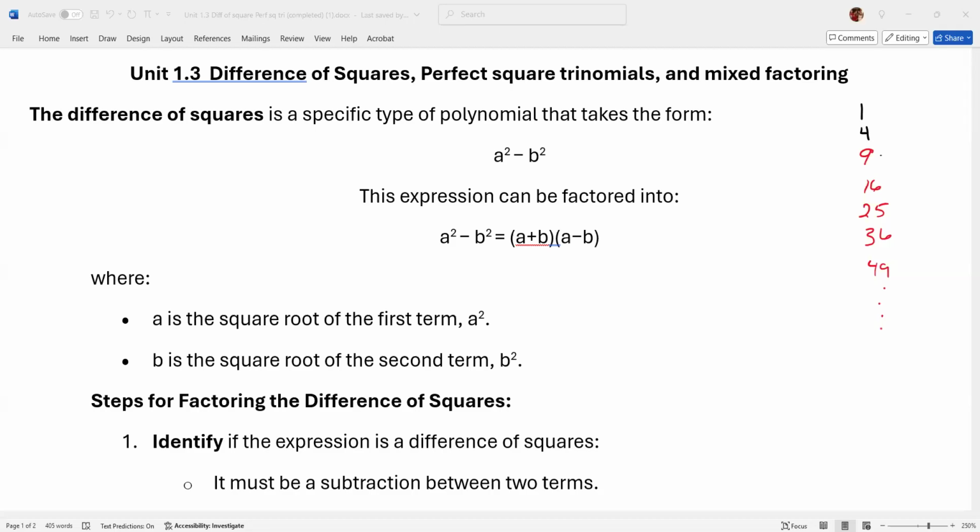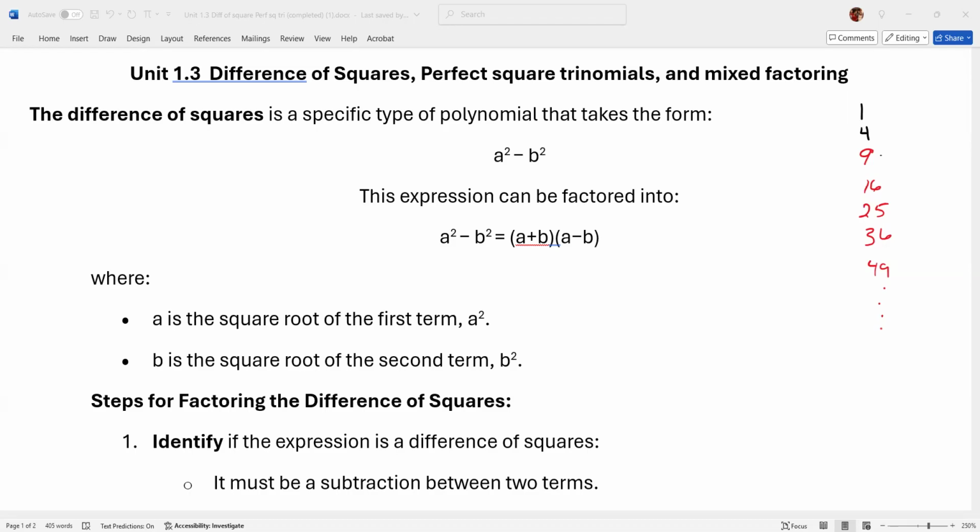Okay, next we're going to go ahead and do the next section, Unit 1.3, difference of squares and perfect square trinomials. These are both really very easy as long as you recognize what you've got. So let's start with just the difference of squares.